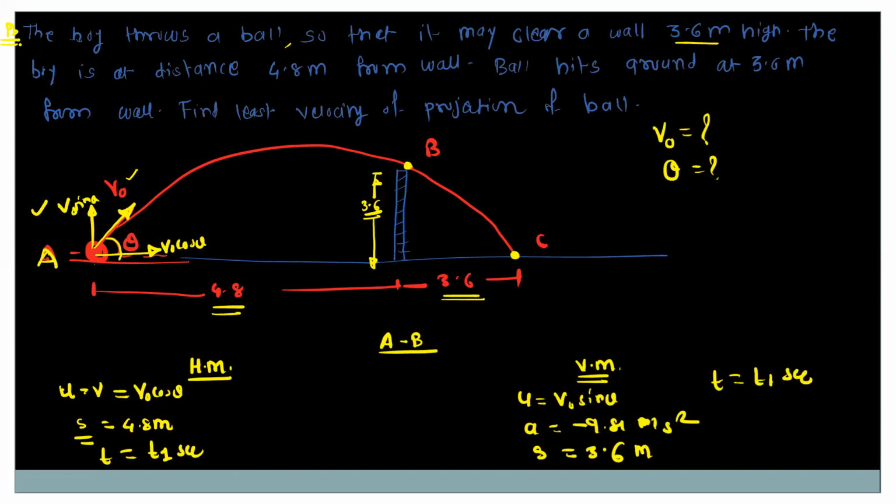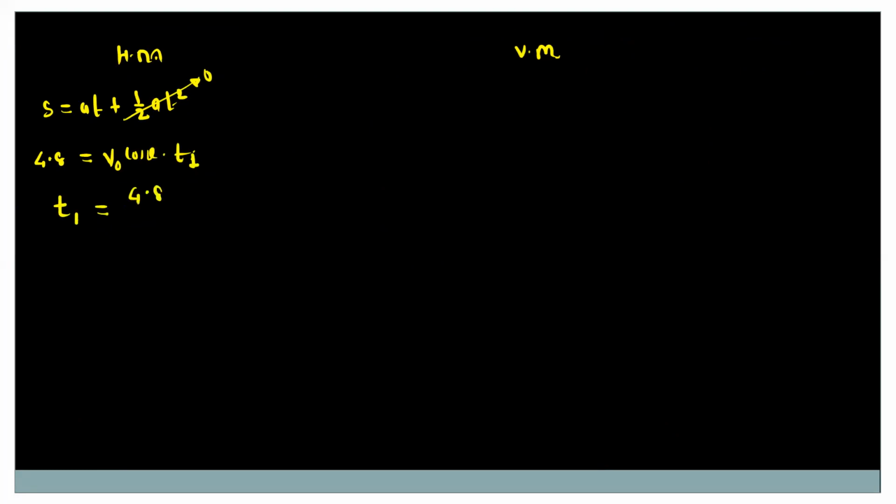Okay, so from this data, we can write the equation s is equal to ut plus half at square. So for the horizontal motion, this term is 0. So displacement, this is equal to 4.8 meter, that is equal to v naught cos theta into time t. Okay, so basically this is t1. So t1 is equal to 4.8 upon v naught cos theta.